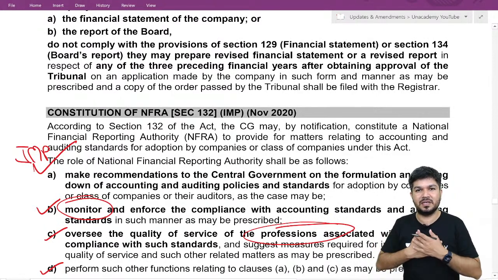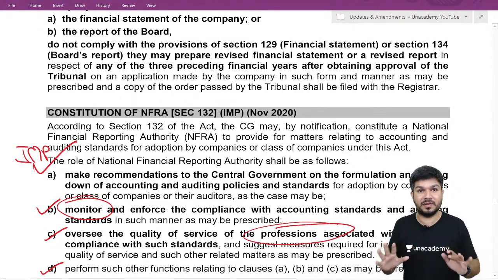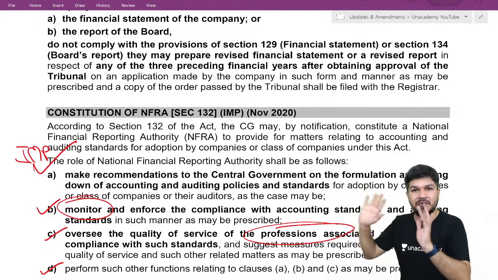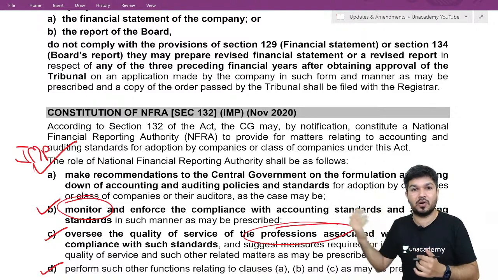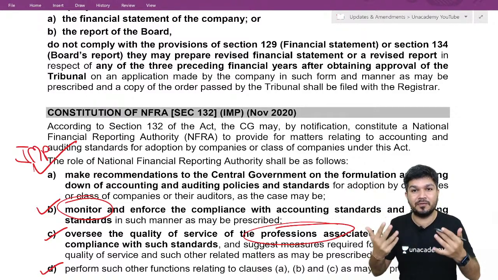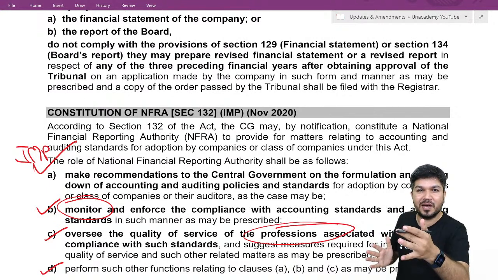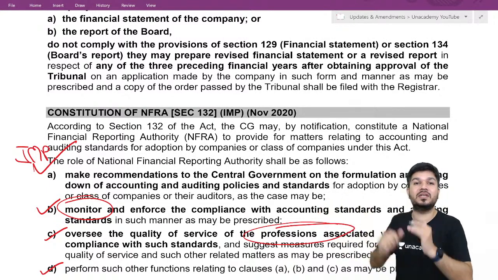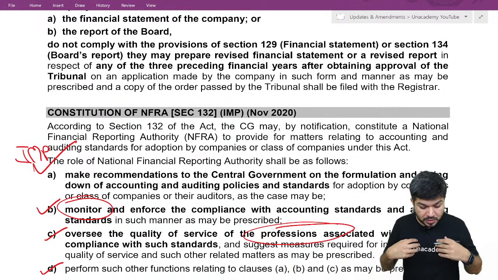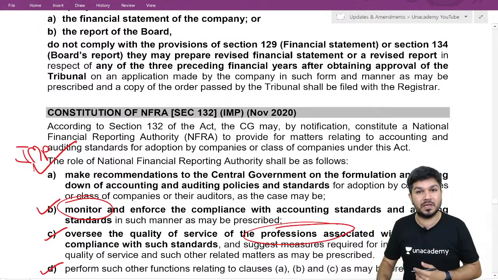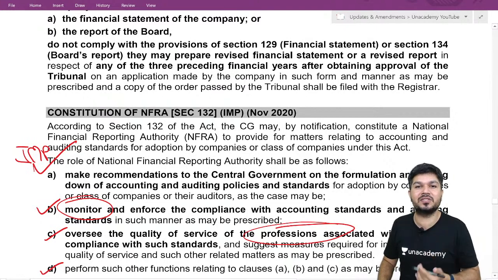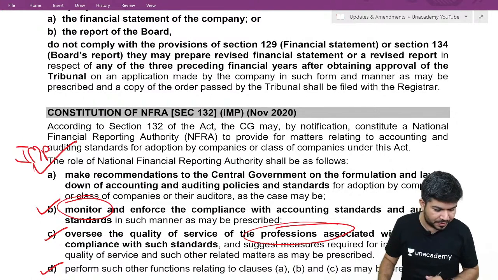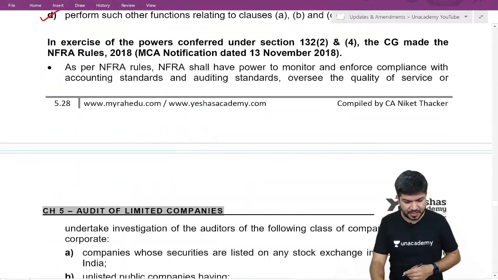In simple words, this is the role of NAFRA. They will recommend to CG the formulation of accounting standards and auditing standards. They will monitor and enforce whether companies are following accounting standards and auditors are following auditing standards. And they will also oversee the quality of services of chartered accountants, and they can also take actions against chartered accountants. Okay, this is the role of NAFRA.